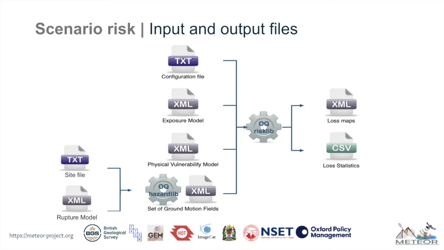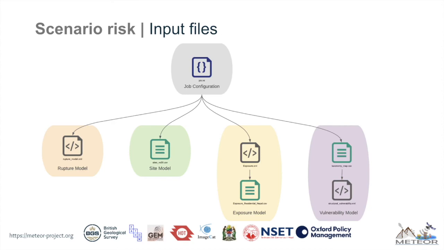In comparison to demo number 2, which looked at a scenario damage calculation, the main difference here is that we are using vulnerability curves rather than fragility curves, which means that rather than providing a probability of exceedance of a given damage state, we're going to be providing an expected loss. This allows us to then calculate loss maps and loss statistics, which are outputs of the scenario risk calculation. Here's a closer look at the input files involved.